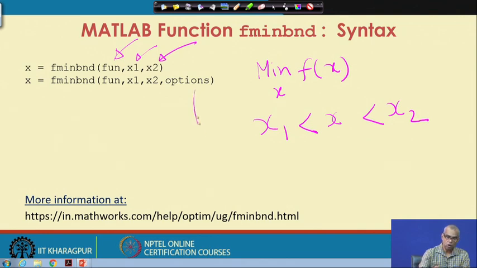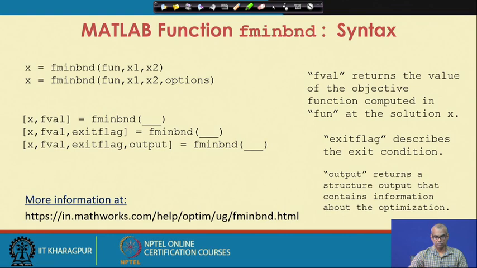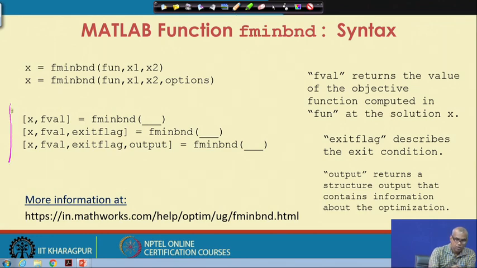You can also supply the options argument to give instruction to fminbnd for additional work, such as you may like to display the values that are being obtained at each iteration. Now, this syntax tells you that not only you get the final solution, but you also get the function value, that means the value of the objective function computed at the solution x.